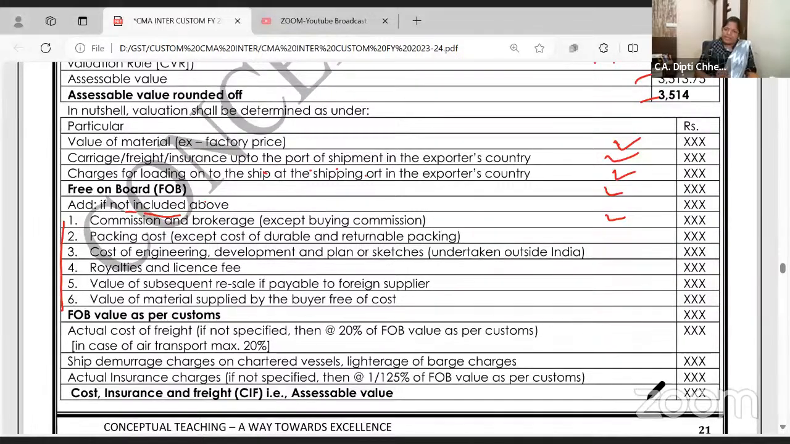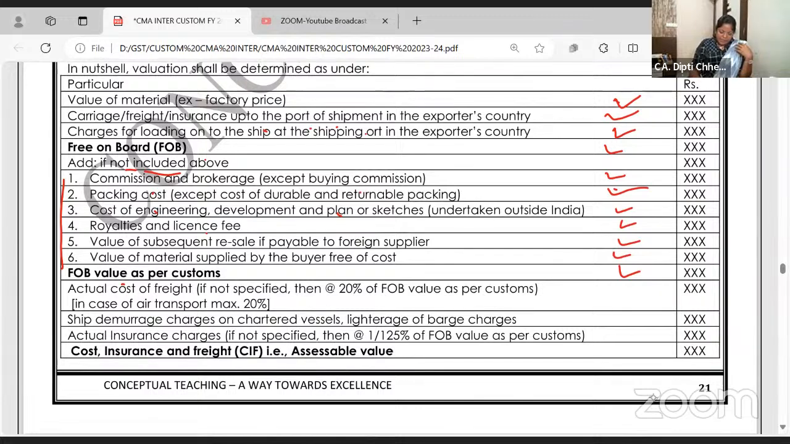This I have already taught you completely. Commission, other than buying commission. Packing, other than returnable cost, because that is refunded later. Design charges. Royalty. Value of the subsequent resale if payable to the foreign supplier. Value of material: we are importing the goods, but some material we have supplied. That is also a cost for us. So this is the FOB for customs.